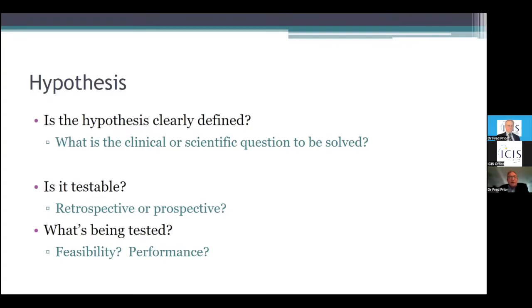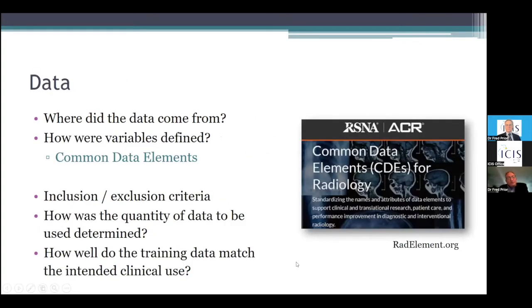But what's being tested in this experiment? Are they just seeking to do an exploratory study to see if an algorithm can work, if it's feasible, or are they really analyzing the performance? And if so, to what are they comparing it? Are they comparing it with human performance or with some other algorithm? It's really important to understand that when you look at a work.